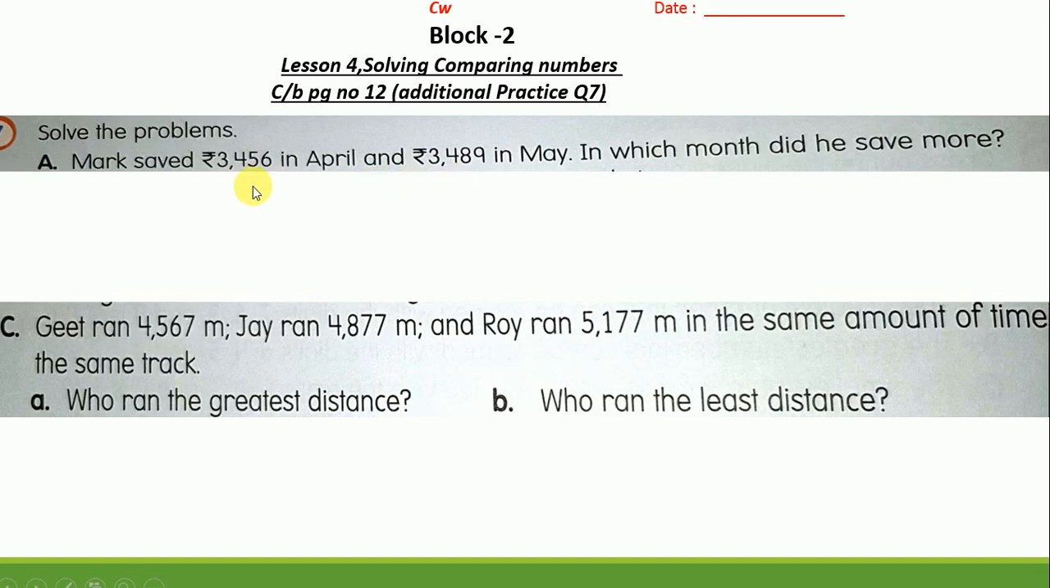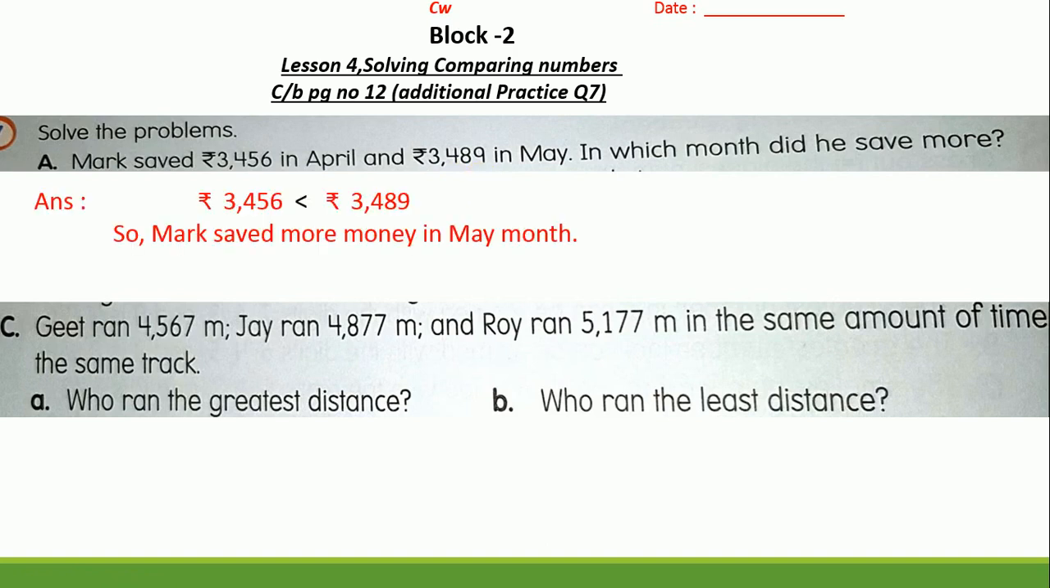Compare the tens. In the first number we have 5, in the second number we have 8. So 5 and 8, which is the bigger number, 5 or 8? Yes, 8 is bigger. So the number 3,489 is the bigger number or greater number, isn't it? So Mark saved more money in the month of May.